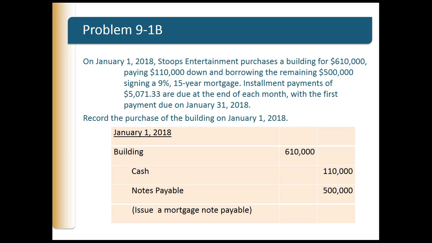So let's start with the first piece. They purchase a building. How do we record that? Well, buildings are assets. We're going to increase the asset account by debiting building for $610,000. We used $110,000 cash, so we need to credit cash of $110,000. The note payable that we took out is an increase in a liability, which means a credit. So we credit notes payable of $500,000, showing we issue a mortgage note payable.